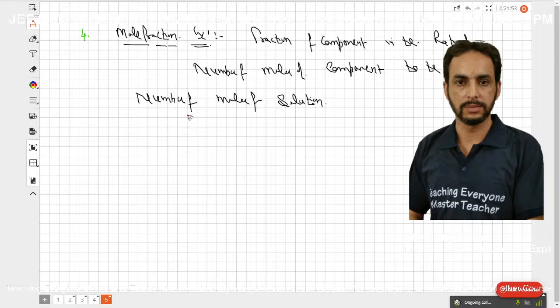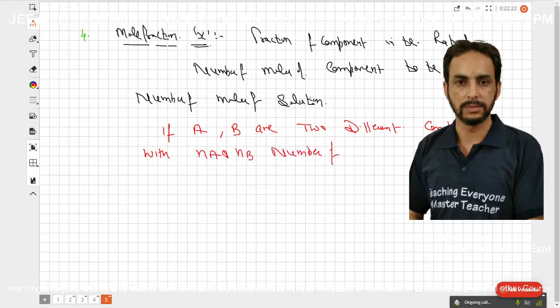Now, in case of mole fraction, if A and B are two different components with Na and Nb number of moles, then the mole fraction of component A equals Na upon Na plus Nb, and Xb equals Nb upon Na plus Nb.